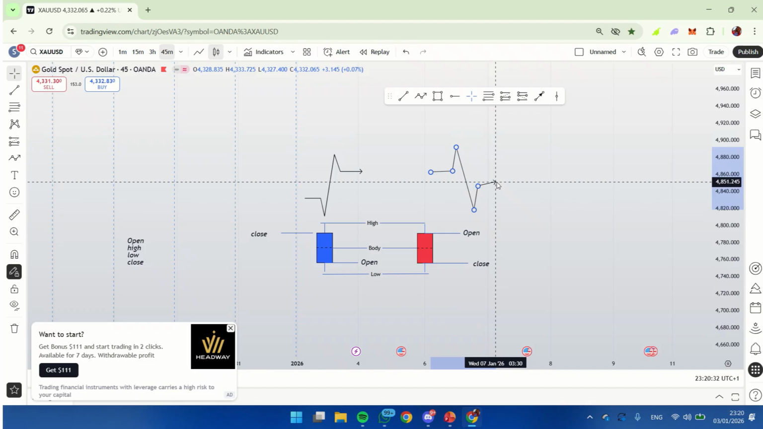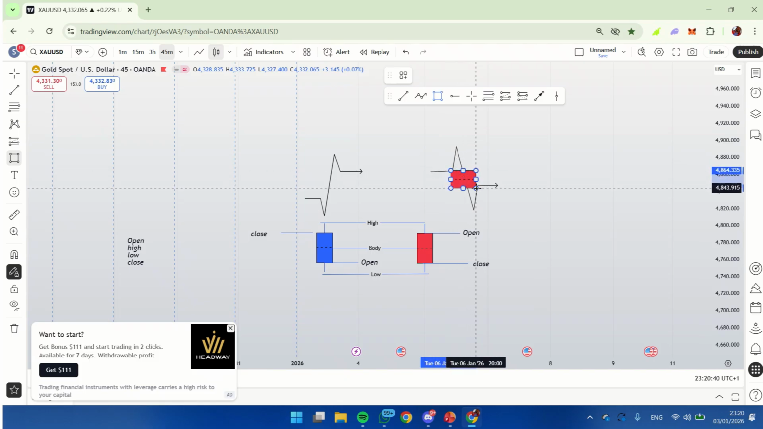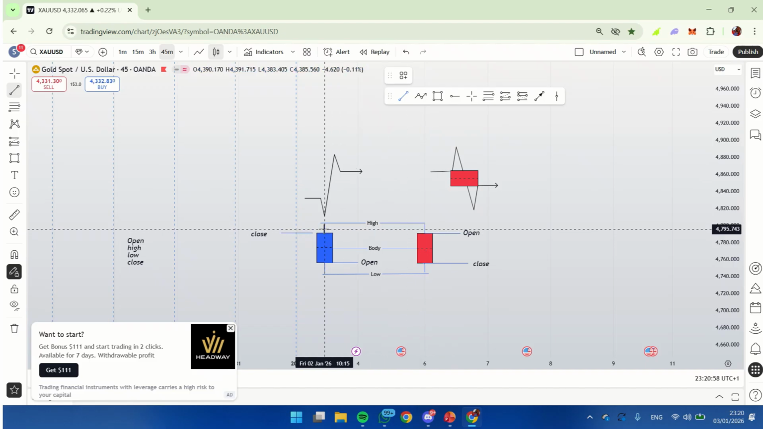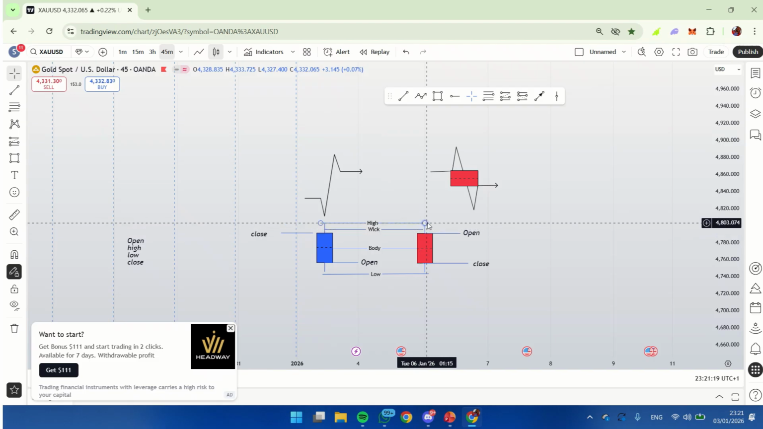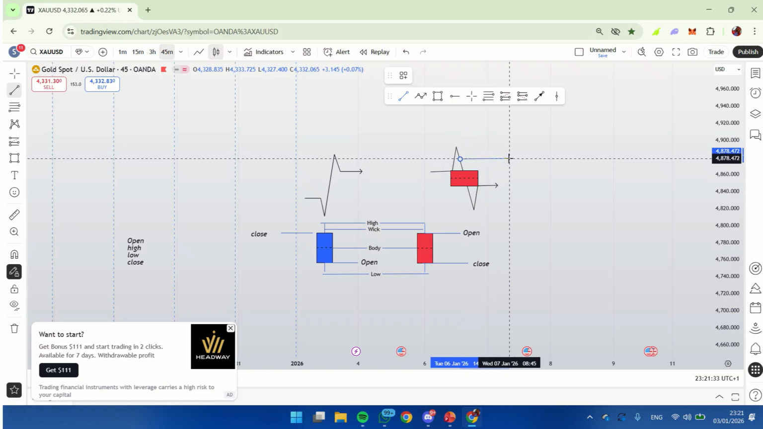Just give me a second. So this is the body here. From the open to the close, this is your body, right? And this part is your wick. So anything you see like this, both up or down, is called a wick. This is a wick. Anywhere you see this, just know it is a wick. Then this higher part is this. Now in this particular bearish scenario, we have this as the body, the red one as the body. Then these as the wicks.